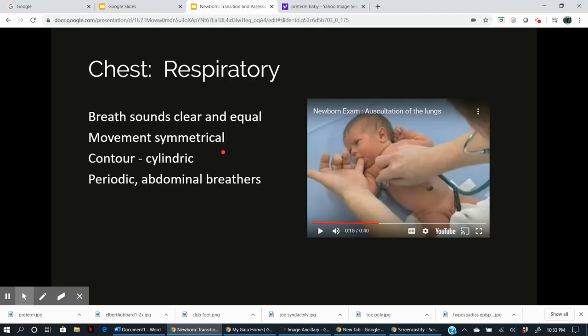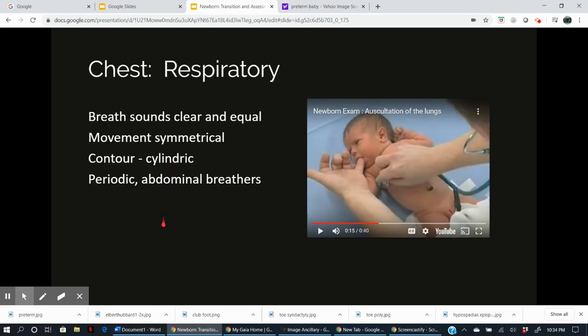You're going to look at the contour of the chest. It should be cylindric. It should look like a normal, healthy baby. If it looks like it's caved in, as in pectus excavatus, there's a fancy Latin name for it. Don't worry about it. If you were to see a baby that did not appear normal, if the chest was caved in, you would, of course, note that and look for signs and symptoms of respiratory distress.